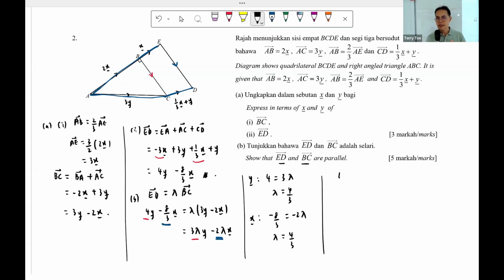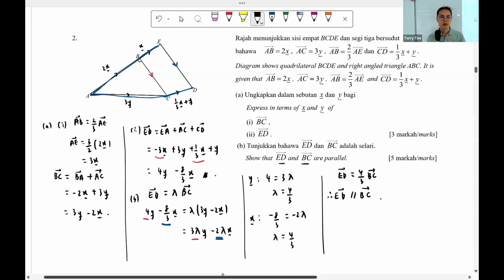Right? But we need to rewrite this. ED is therefore 4 over 3 BC, right? If I can express the first vector in terms of the second vector, meaning they must be parallel, right? We write that here. Therefore, ED is parallel to BC, right?